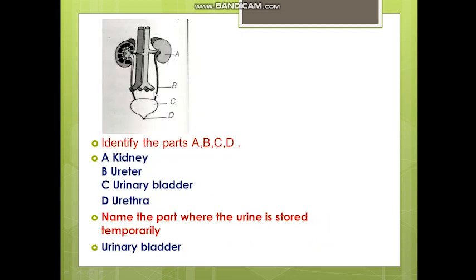Let us see the next question. Identify the parts A, B, C and D. The part A is showing kidney, the part B is showing the ureter, whereas the part C is showing urinary bladder and the part D is urethra. The second question given here is name the part where the urine is stored temporarily. The urinary bladder is the part where the urine is stored temporarily.